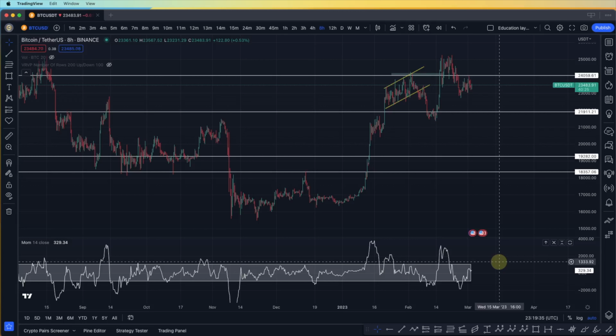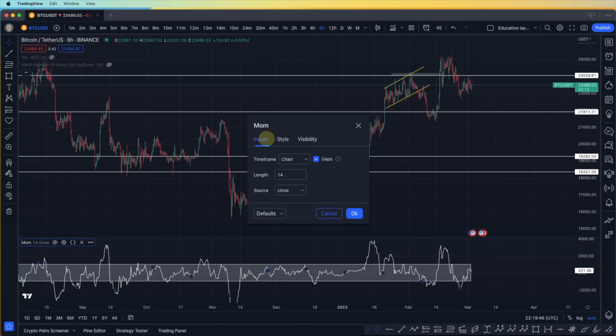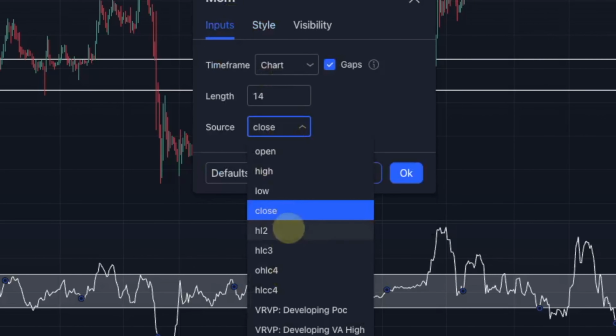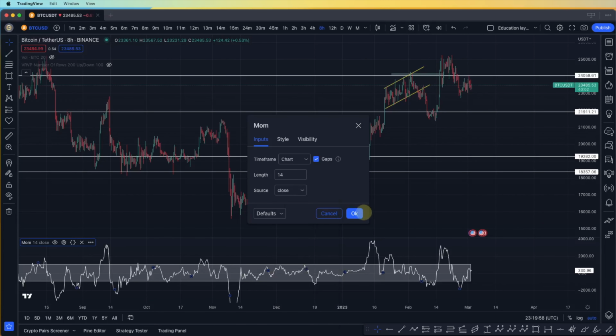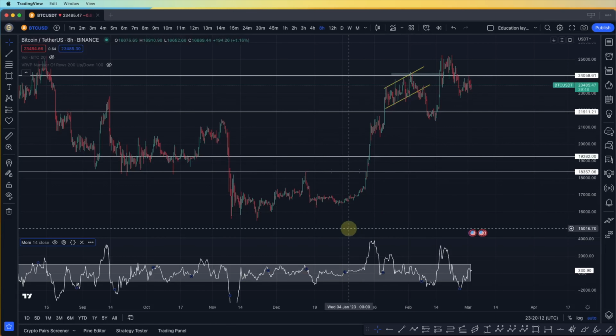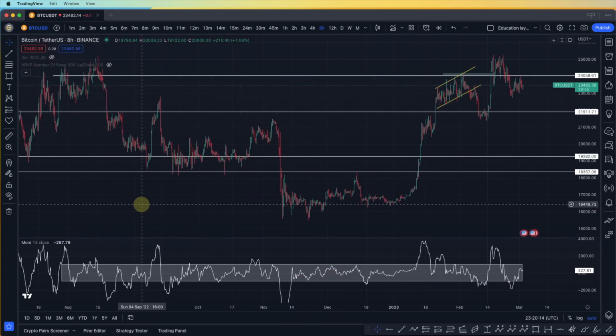ROC and momentum are exactly pretty much the same, but have a different calculation. I'll put the momentum based on the close of the candle, at the source of the close. You can change it depending on your strategy, going for the open, high, and low, but it's better to backtest which one is more accurate for you. I'll put it on the close. It doesn't bother me because I'm not using the indicator on its own to open a trade. Apply, and going to the next step.